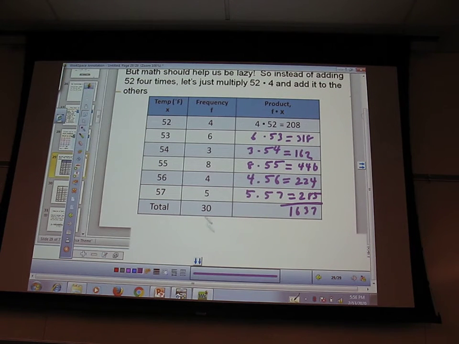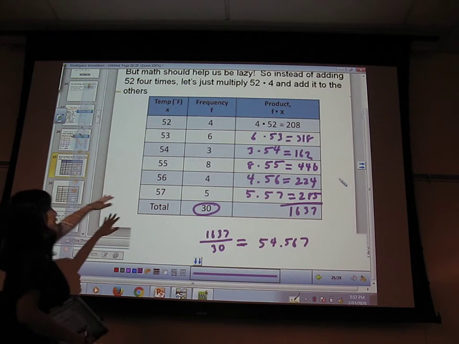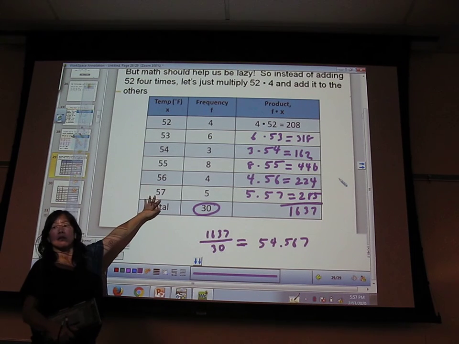And then I'm going to take this 1637 and divide by my total frequency. My total frequency is 30. And you guys are going to get what? What do you get for that? 54.567. Great.